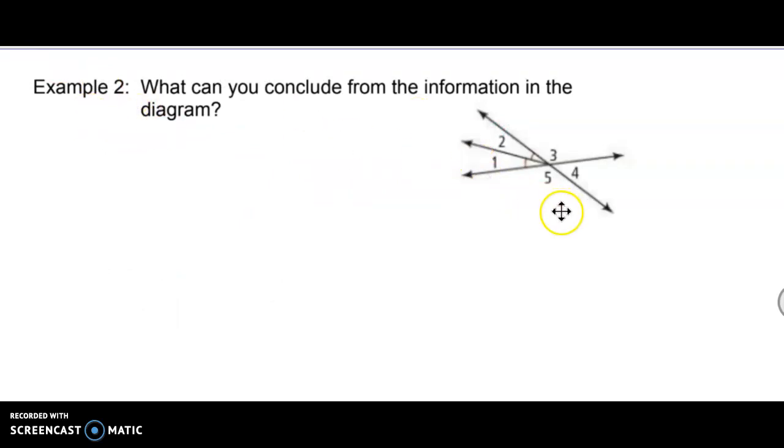So in example 2 here, what can you conclude from the diagram? If you want, again, pause it here and write down or think about some things you can conclude. I'll give you one thing here. You can conclude that angles 2 and 3 are adjacent. They're next to each other. So pause it here if you'd like and think about it, and then press play when you're ready.